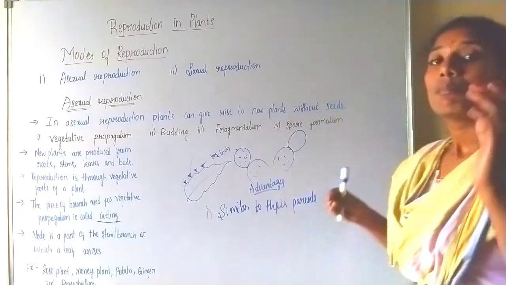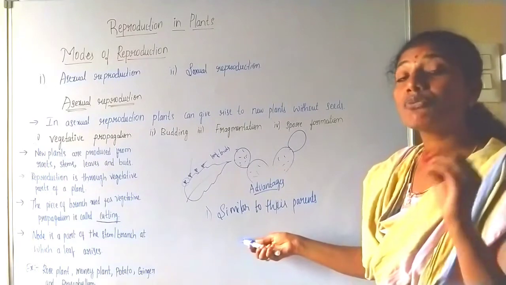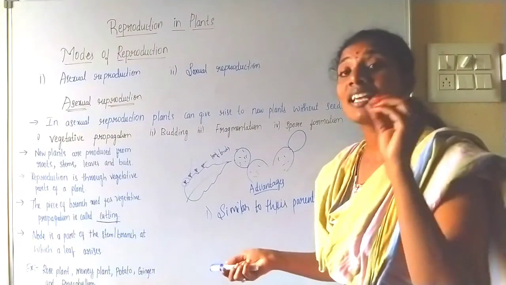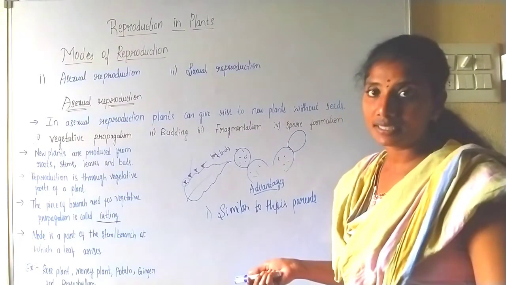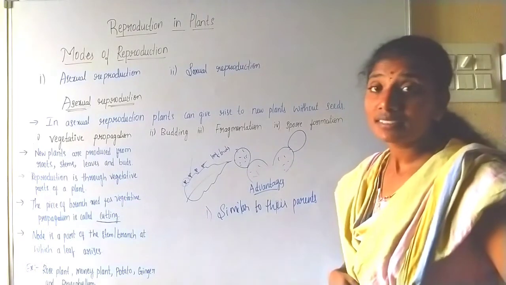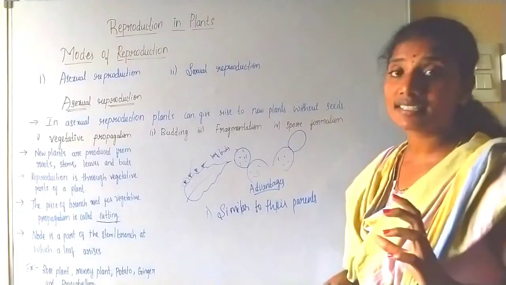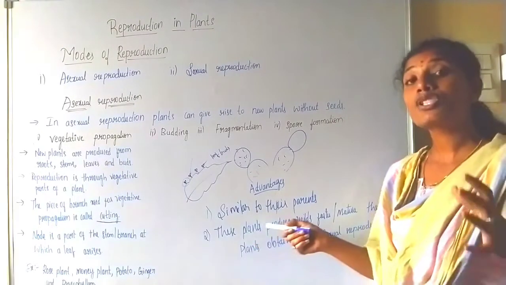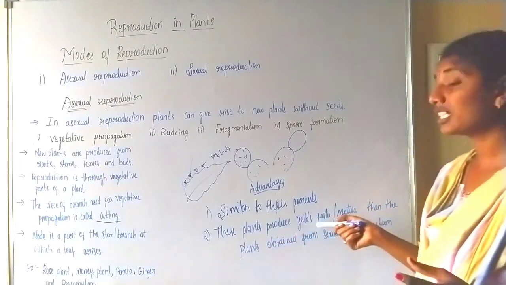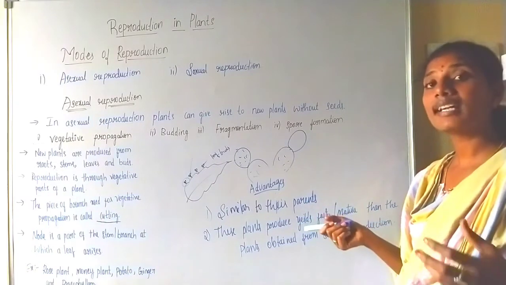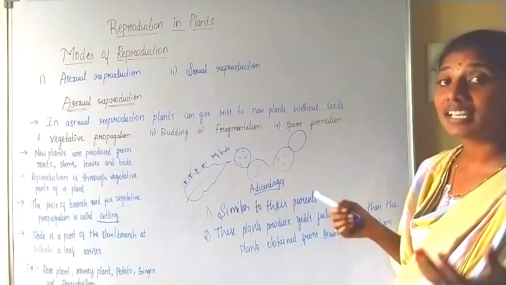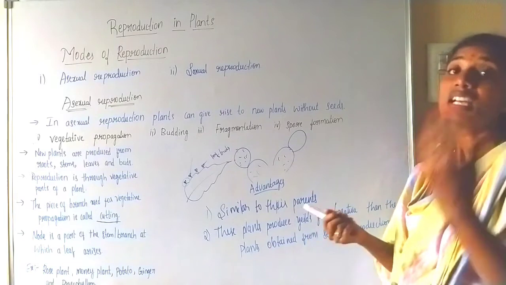So by the process of vegetative propagation, we can get a plant which is exactly similar to the parent type. As this method involves only a single parent, we can get pure characteristics from the plant. Plants obtained through vegetative propagation will mature faster, so you can get yield much faster than plants obtained from sexual reproduction.